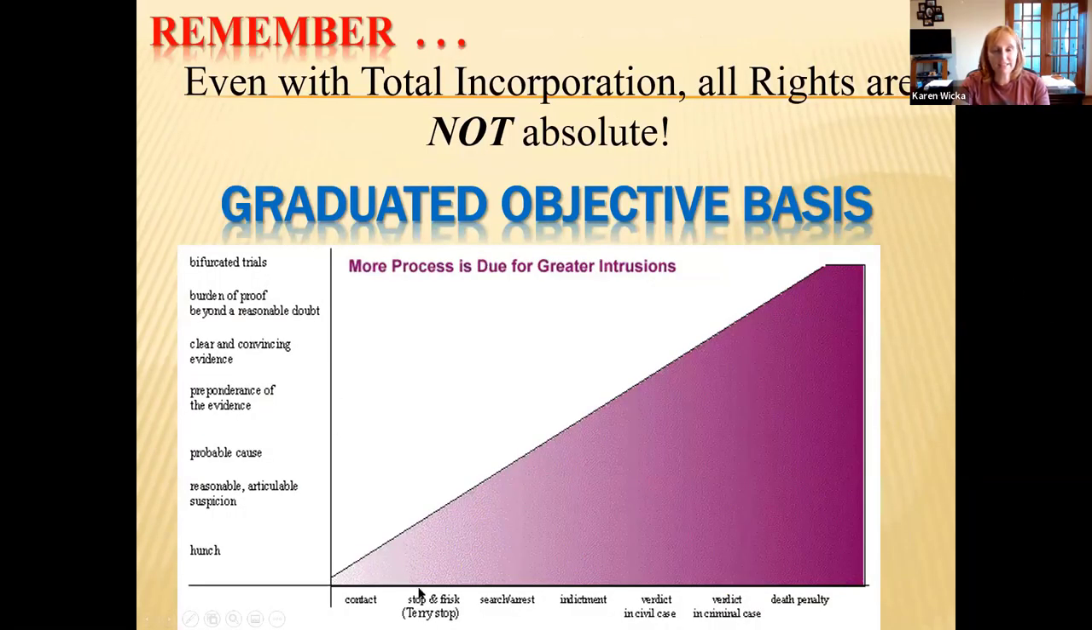Okay. And then the last thing you need to remember, even with total incorporation, even though you have these rights, they still can be limited, but you have to have valid basis of evidence to do it. So the more freedoms we take away, which we can still take away, the more evidence we have to have. So if we want to stop you, we need reasonable suspicion. If we want to arrest you, it's more restrictive on your freedoms. We need probable cause. If we want to put you in jail, we need beyond a reasonable doubt. If we want to give you the death penalty, we need a bifurcated two-part trial, and we need to balance aggravating and mitigating circumstances, the highest standard. So depending on it, even if we incorporate all your rights, they can still be limited, but only if we have very good reasons to do so, okay?